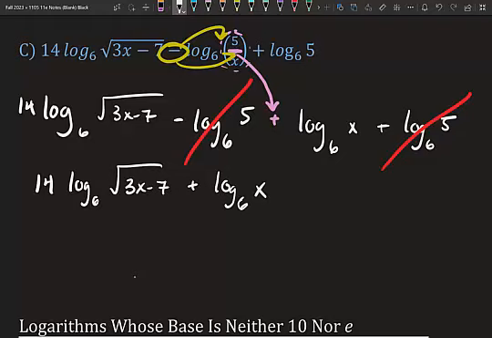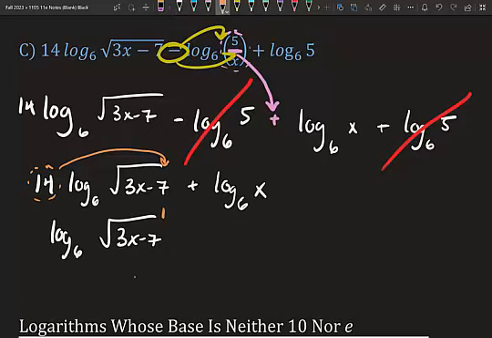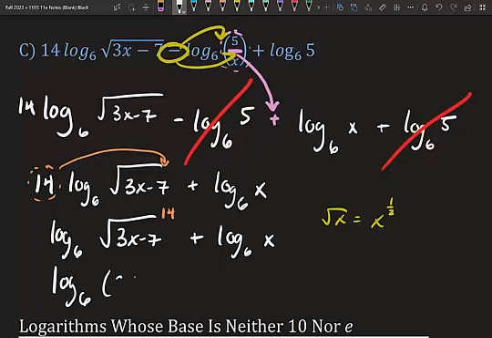So this is all we have left over. We know that anytime we have something on the outside, we use property 5 and we move it back. So we'll have log base 6 of the square root of 3x minus 7 to the 14th power plus log base 6 of x. We know we're not allowed to have radicals because a radical is just an exponent. That's a fraction. So we're going to switch this to be an exponent to a fraction. So we have log base 6 of (3x minus 7) to the 1/2, and we also have this times 14 on the outside, plus log base 6 of x.